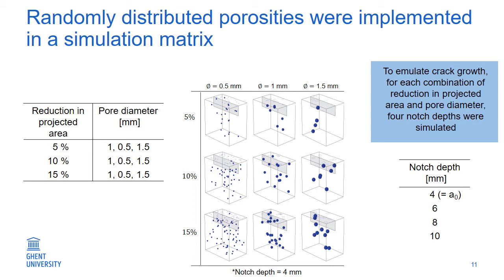Porosity distributions contain pores with a diameter of 1 mm, 0.5 and 1.5 mm. In addition, for each combination of projected area and pore diameter, 4 notch depths were simulated. A 4 mm notch, considered as the initial crack, is 0, and 3 superior values that would emulate crack growth, 6, 8, and 10 mm. The evaluation of unloading compliance and DCPD sizing measurements are performed with respect to these depth values.